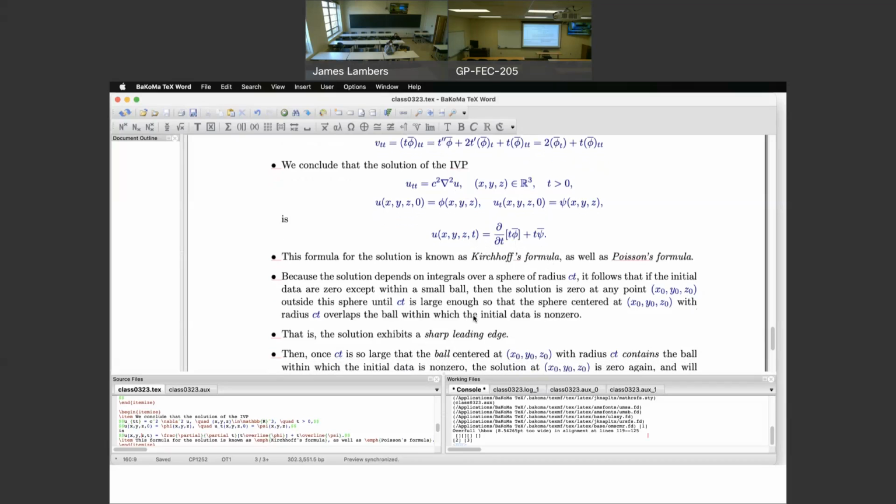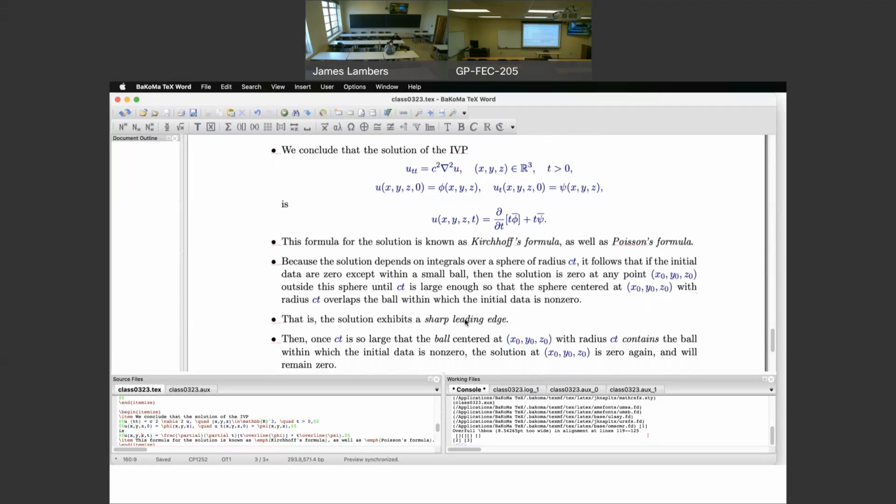So, in other words, the solution exhibits what's called a sharp leading edge. If you're just observing what's happening at one point, it's 0, 0, 0, 0. Eventually, bam, something pops up, and you have some non-zero data.